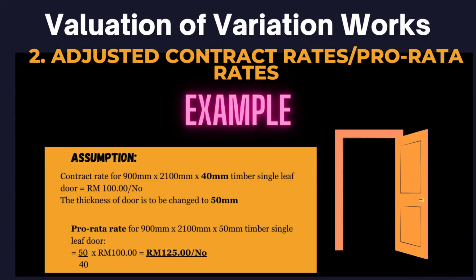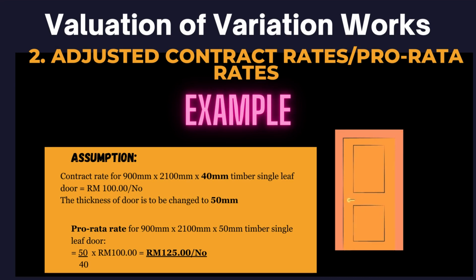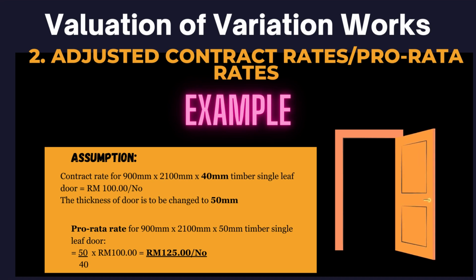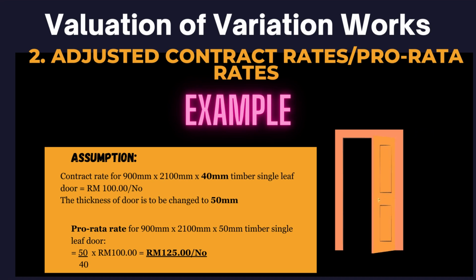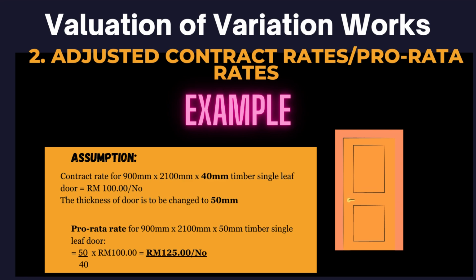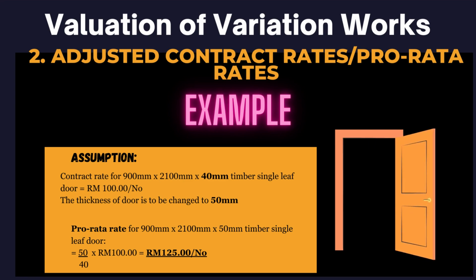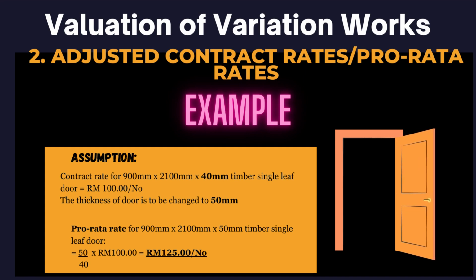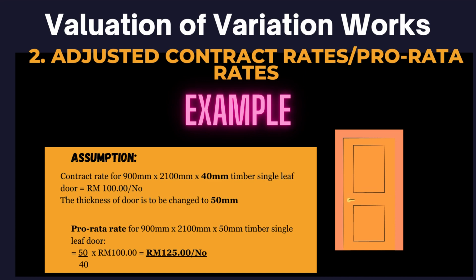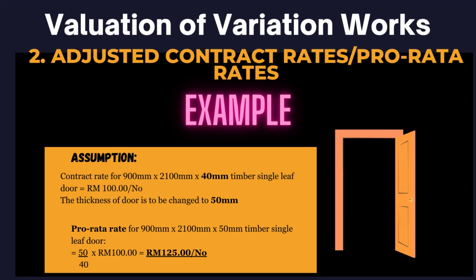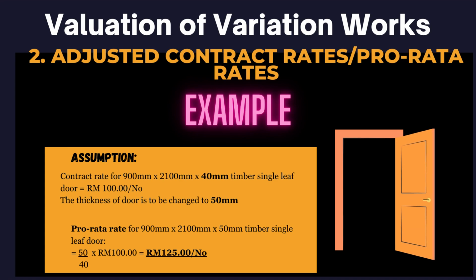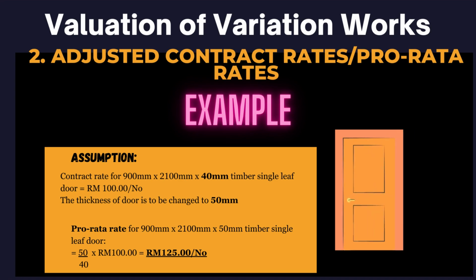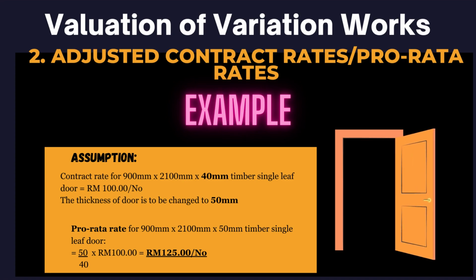The application of adjusted contract rates or pro-rata rates can be seen in this example. In this example, we have several assumptions and given information. The contract rate for 900 mm times 2100 mm times 40 mm timber single leaf door is 100 ringgit. However, the thickness of the door is to be changed to 50 mm. Therefore, by calculating pro-rata rates for 900 mm times 2100 mm times 50 mm timber single leaf door, it can be derived that the price for the 50 mm thickness door is going to be 125 ringgit.